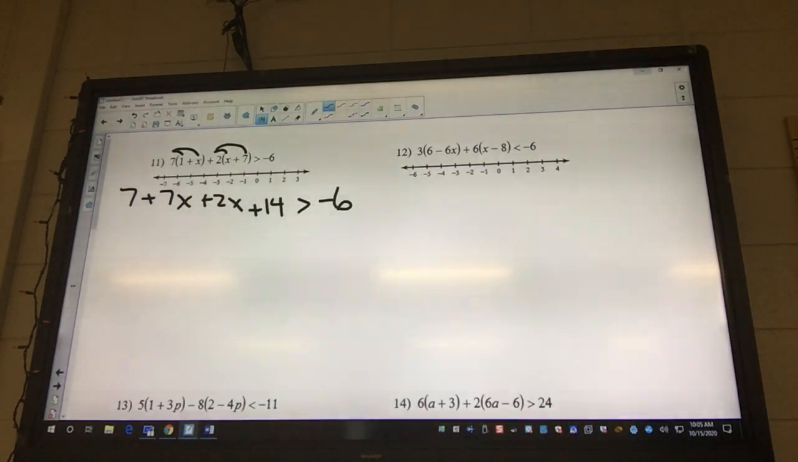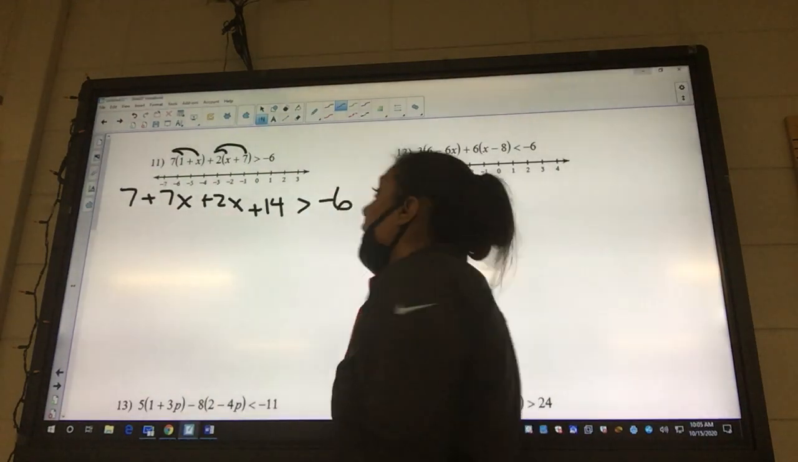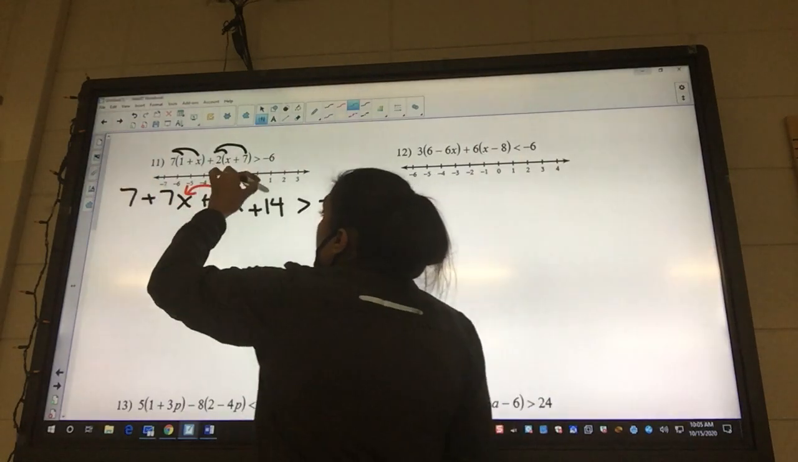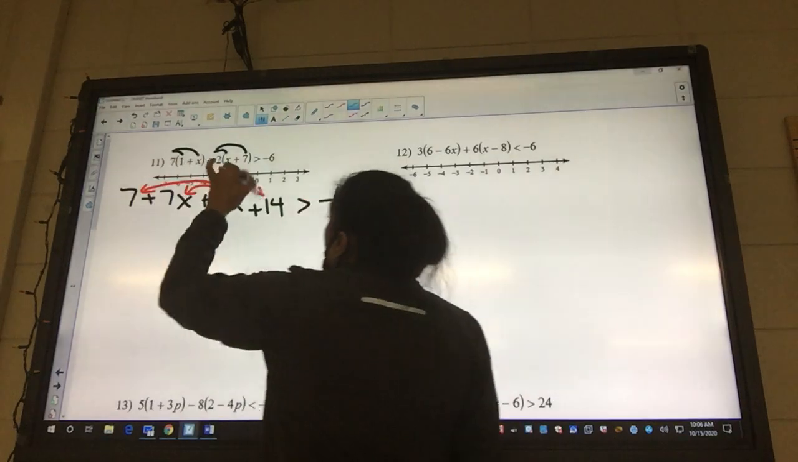Combine like terms. What can we combine? The 7 and the 2. And what else? The 14. The 7 and the 14.